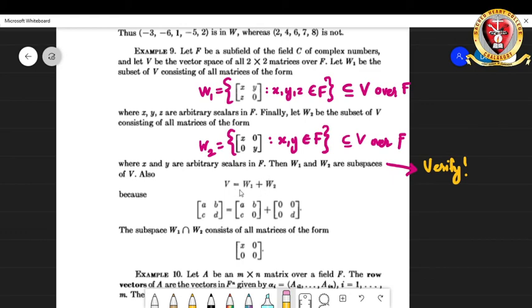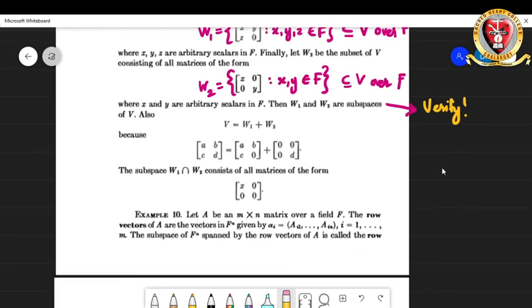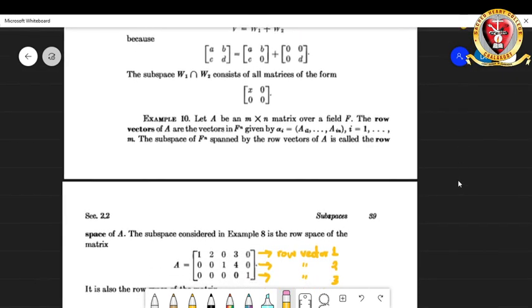It is also a subspace. You can verify it out. Now, yes, definitely V is a subspace. You don't have to verify that. You have to understand that V is equal to W1 plus W2. And also the subspace W1 intersection W2, you can just analyze: the elements inside W1 are of this form, and elements inside W2 are of this form. So W1 intersection W2 will have the form of the 2 by 2 matrix X, 0, 0, 0, because it is the intersection. Okay. Now we move on to example 10.